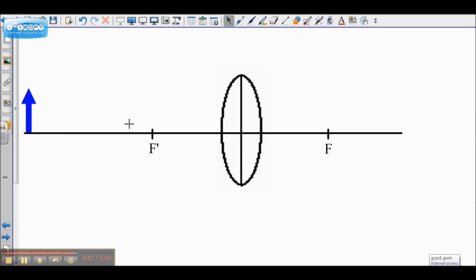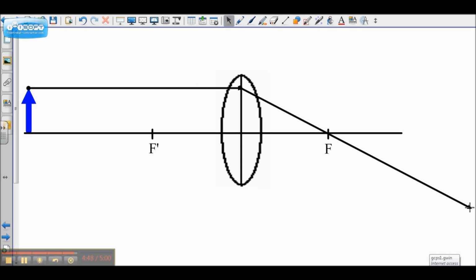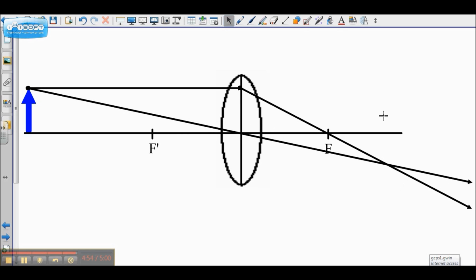All right, last one is further out. So top of the line, top through the focal point, and then top through the center. So our image is here.